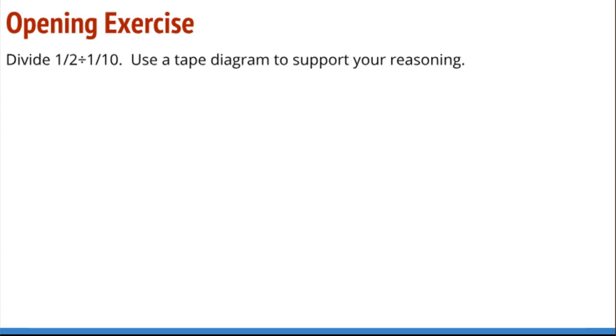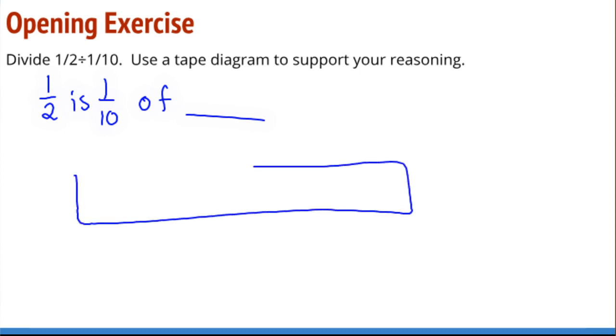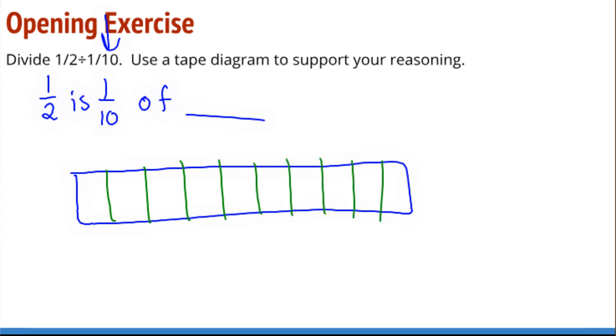So we'll go through a little bit of connecting here, connect what we do with fractions to what we can do with decimals. So kind of a blast from the past here early in the module. Divide 1/2 by 1/10, and if we go with a partitive interpretation, 1/2 is 1/10 of some number. And if we are going to put that onto a tape diagram, half is 1/10, so I need some tenths here. 1, 2, 3, 4, 5, 6, 7, 8, 9.